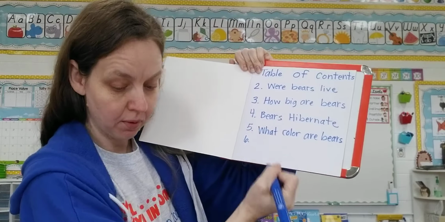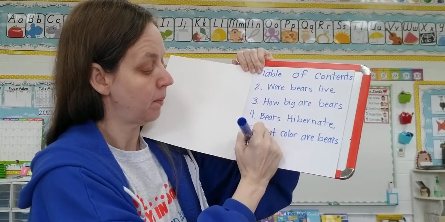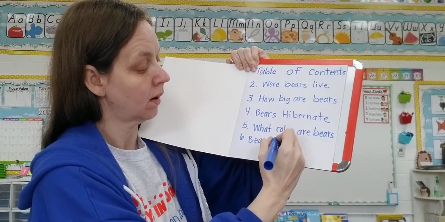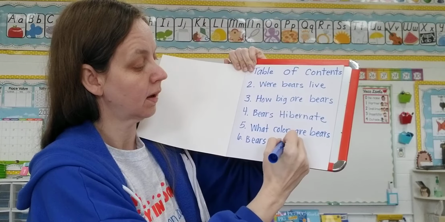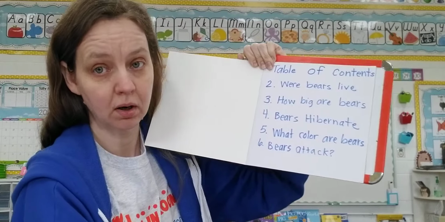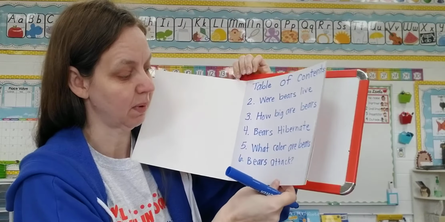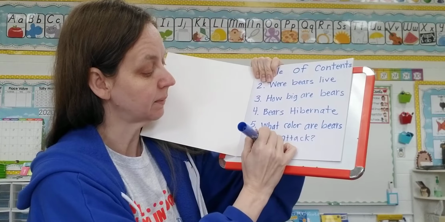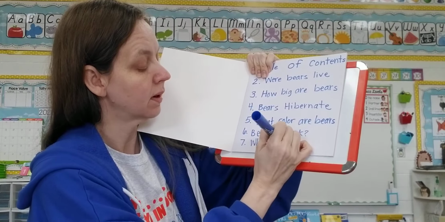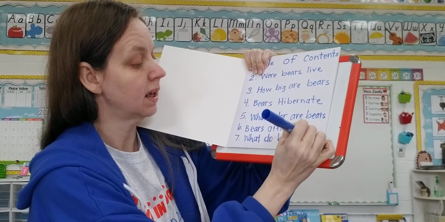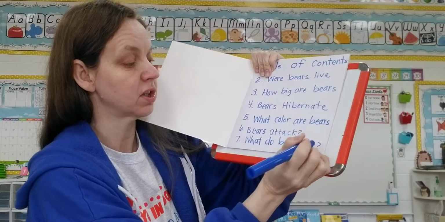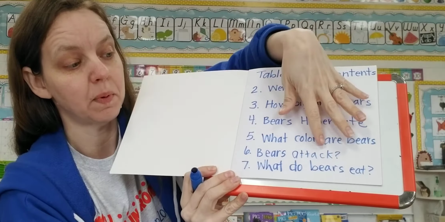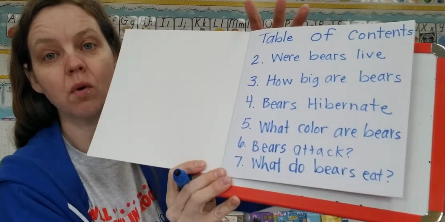On page 6, I wrote about bears attack. And that's a question because I wouldn't know if they attack. So I'm answering that question. So I'll put a question mark there. And then on my last page, which will be 7, I put, what do bears eat? And again, that's a question, so I'm going to put a question mark. So you're going to start with 2 and get all the way to 7 because we skipped page 1. And you're going to write what you wrote on each of those pages.